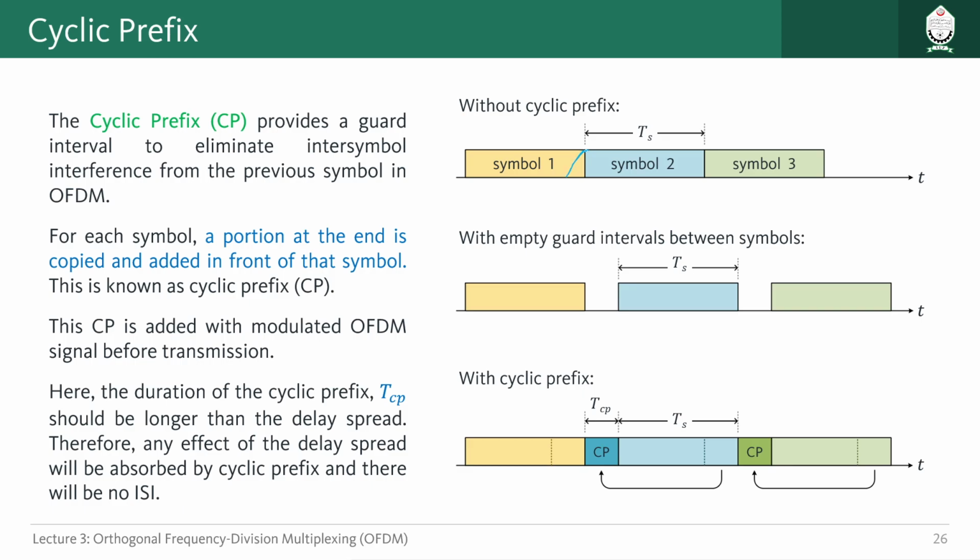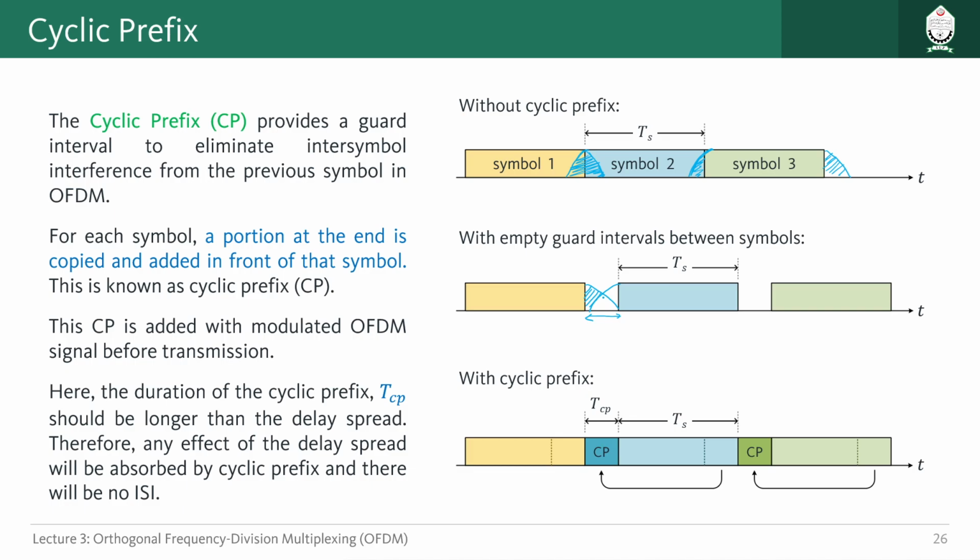From symbol 1 also some portion like this will come at the receiver, and this portion basically will cause our intersymbol interference. So for each of the symbols, some portion comes at the beginning which is undesired, and also at the end also which is undesired, right? Graphically we can show it like this. So if I put a gap here, what happens? This undesired portion will be here, which we do not want, right?